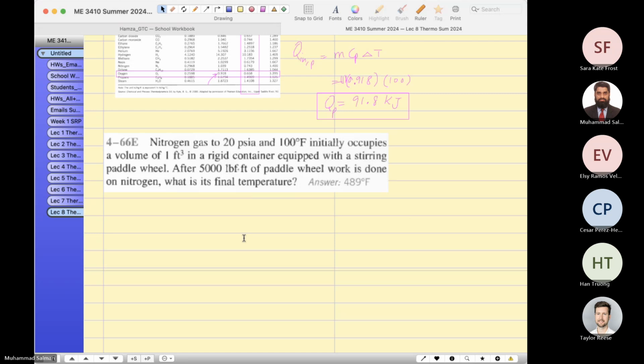Nitrogen gas. The gas is nitrogen at 20 psia. So P1 is 20 pounds per square inch absolute and 100 Fahrenheit. So can I convert it into Rankine? Yes, I can.